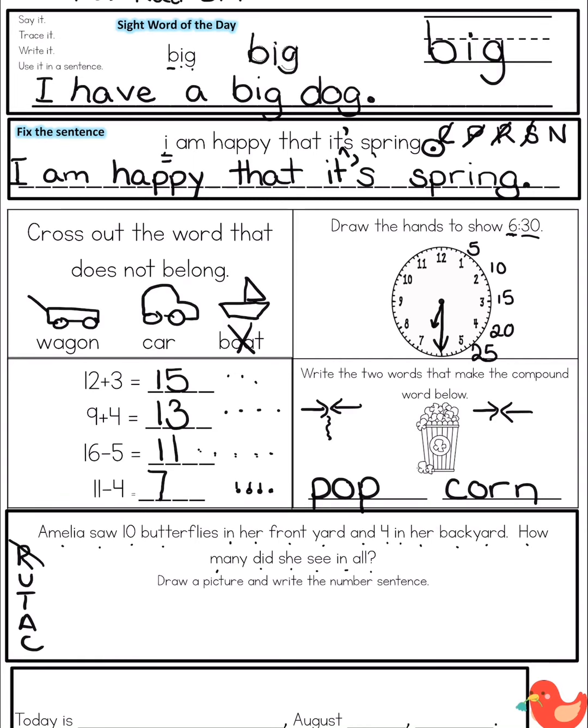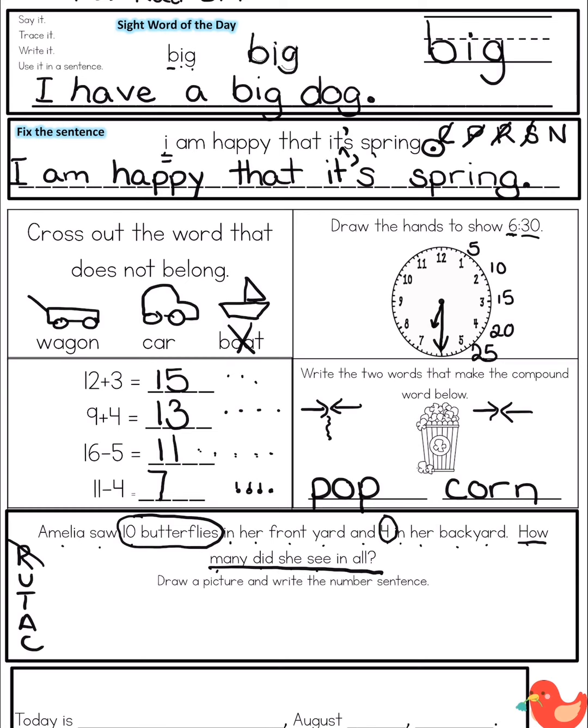Well, let's start off by underlining our important words. I always like to start off by circling the numbers. And I'm going to circle 10. 10 what? Butterflies is our unit. I see a 4 here. I'm going to circle that. Next, I'm going to underline the question. How many did she see in all?